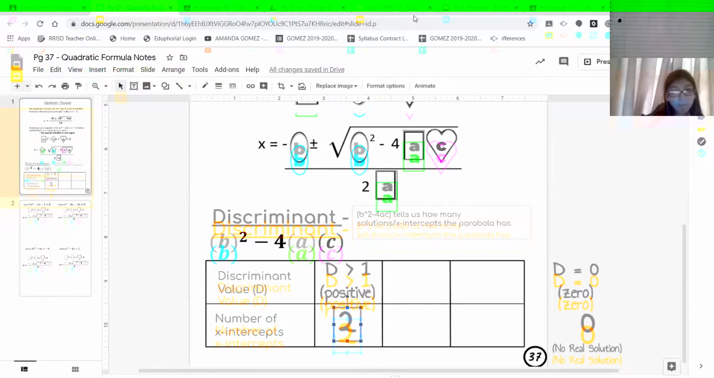Oh gosh. I'm literally having to open up a brand new pack. There we go. All right.